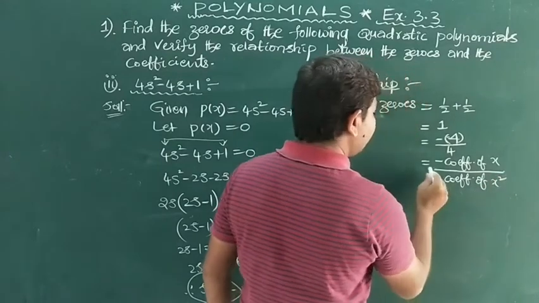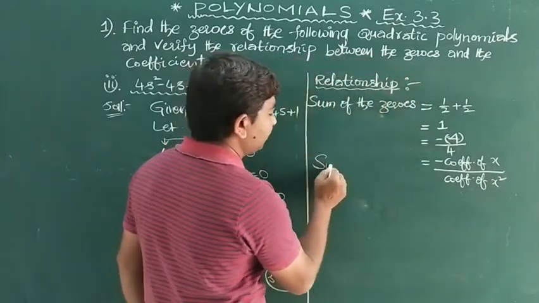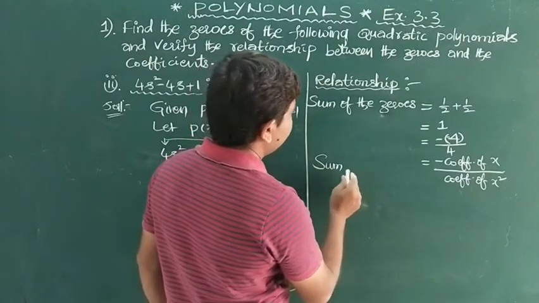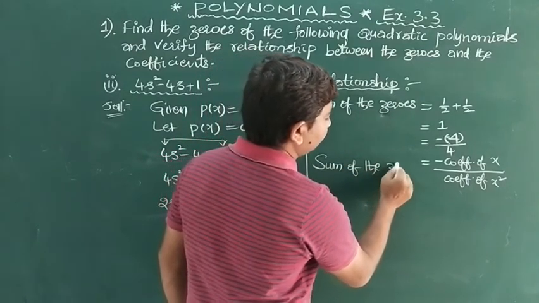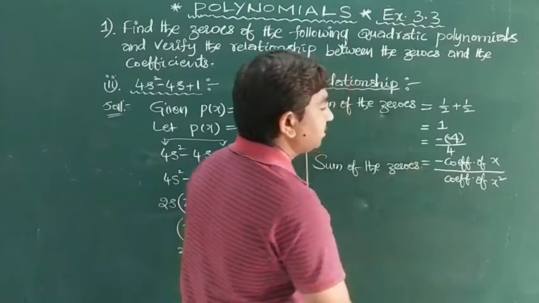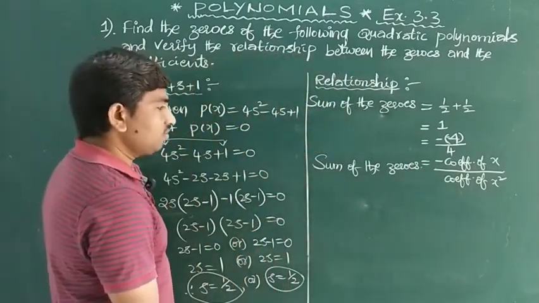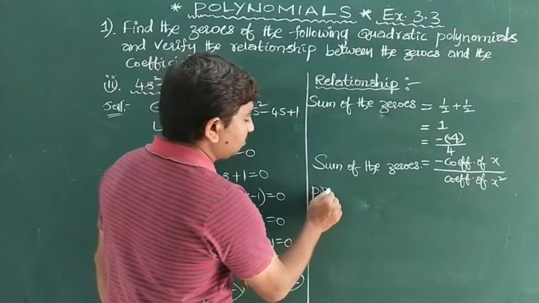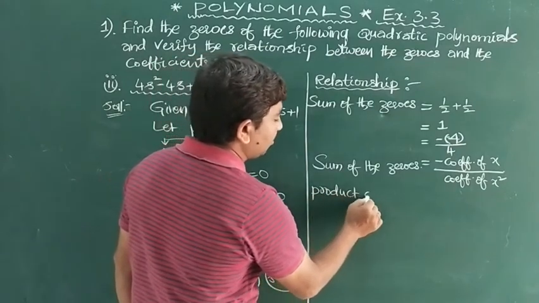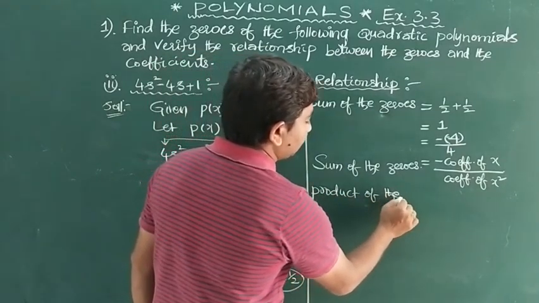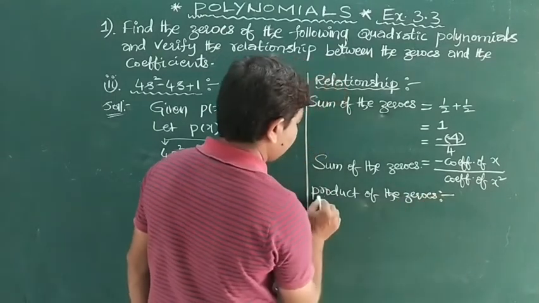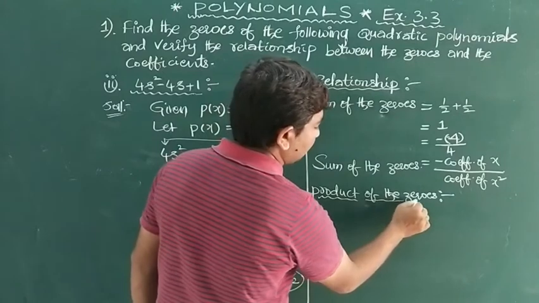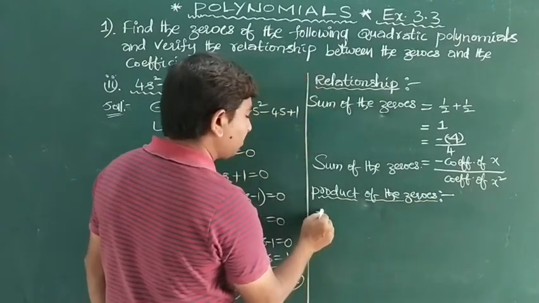So this is the relationship between the zeros and coefficients, sum of the zeros. This is the relation. So now, product of the zeros. What is the product of the zeros?